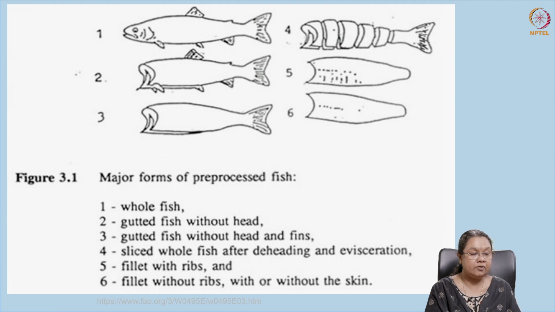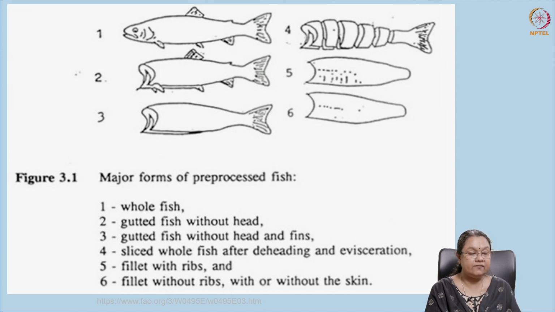So this is another form of pre-processed fish, but in this fish the fins are maintained as such, and you can market it as such, or you can market it in the other form where you remove the fins and the head, and the gut is also removed, or you can cut it into small slices. The rib can be maintained, or you remove the rib also.